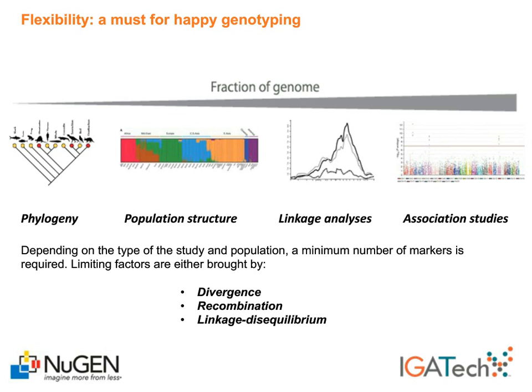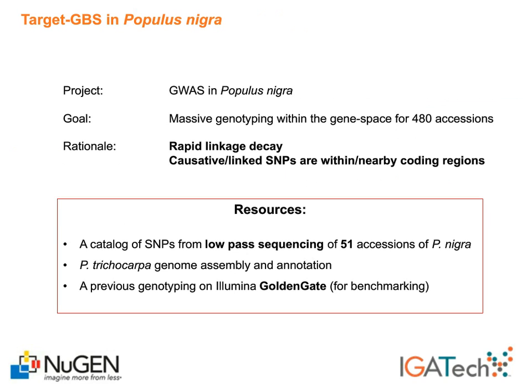In our case study, the goal was to conduct a genome-wide association study in Populus nigra. However, given its rapid decay in linkage disequilibrium, the possibility of utilizing a random reduction of the genome, such as that provided by the previously mentioned restriction enzyme systems, was not a preferable solution, as it would generate data points with a very low likelihood to be associated to some phenotypic traits.